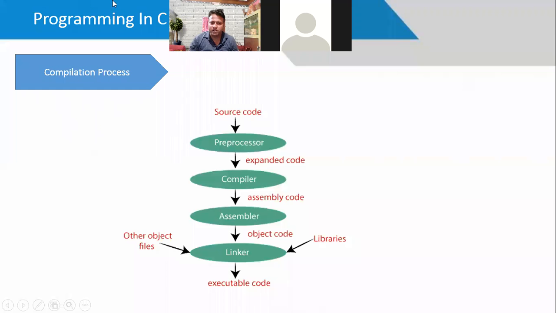Compilation process of C programming. First, we write the source code by use of preprocessor directive. It expands the code by using assembler. It gathers this assembly code.